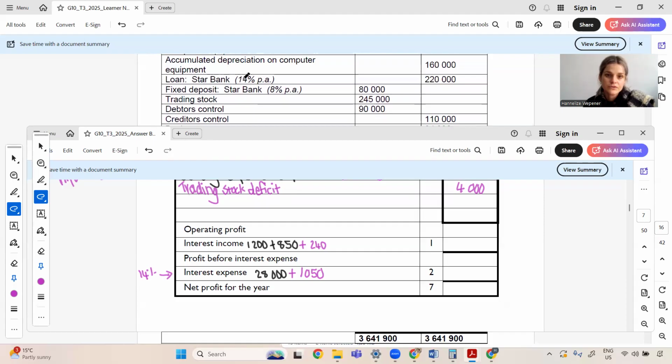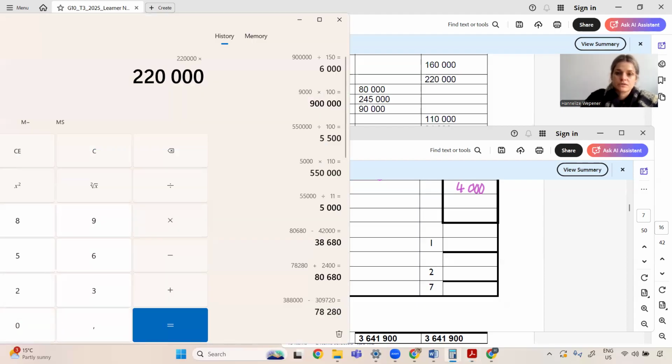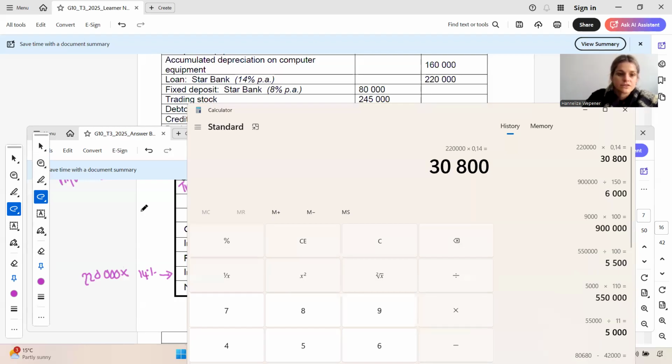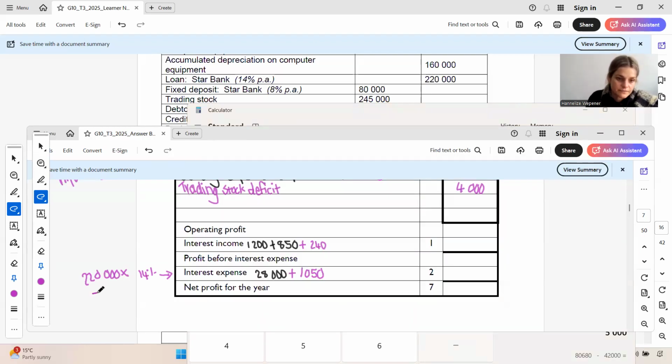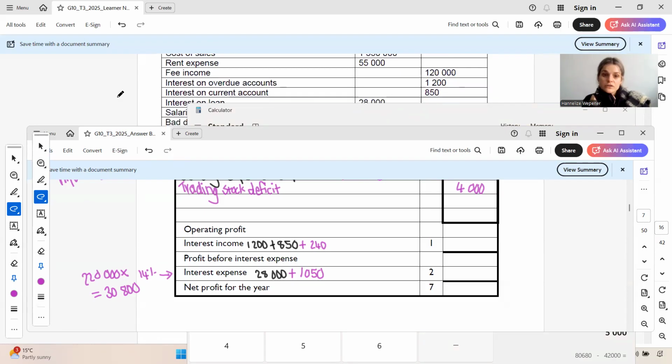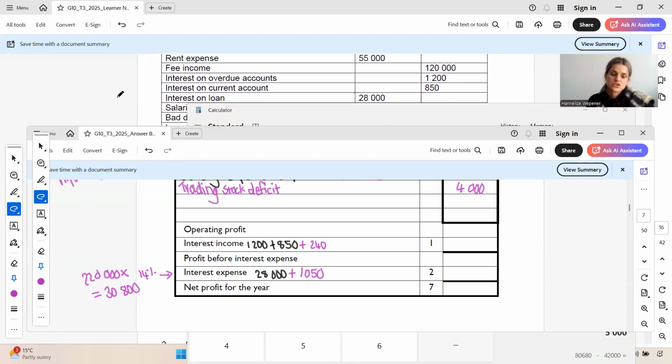Loan, there we go. Loan 14% per annum, and your loan is 220,000. So you now need to calculate what is the interest that I should have recorded in my books. Was it 12? No, it's the other one that's 14. Oh no, it is 14. So 30,800. This is the interest that you incurred on this loan for your current financial year.